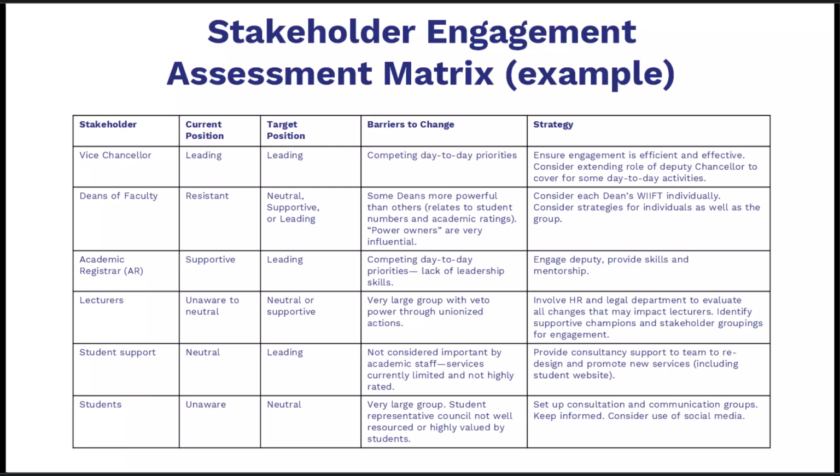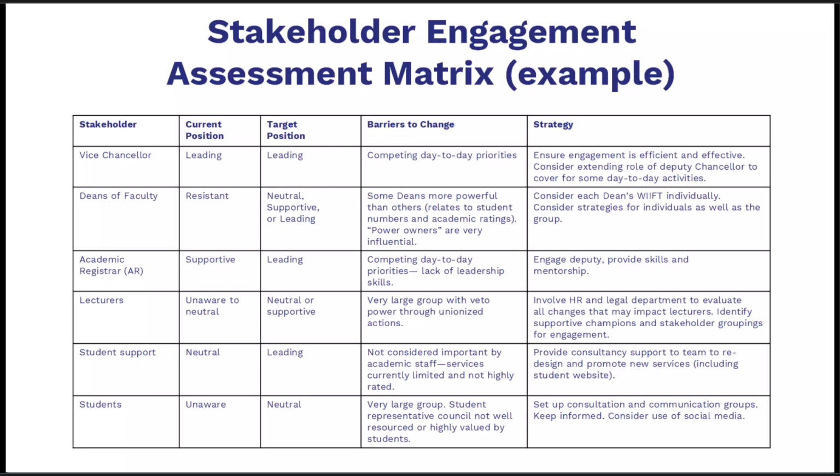To extrapolate this to healthcare management, swap in equivalent roles and contexts. Vice Chancellor becomes Health System Chief Executive or Hospital President. Deans of faculty become service line leaders or department chairs. Academic registrar maps to the Director of Health Information Management or Quality. Lecturers map to clinicians and other frontline staff, often with union considerations. Student support maps to patient access and care coordination. Students map to patients, families, and community members. Populate the same columns, current position and target position for each group.